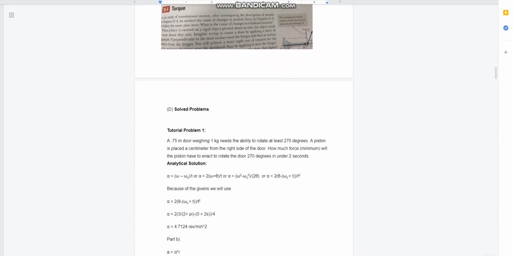So our first solved problem, aka the tutorial problem, involves a 0.75 meter door weighing 1 kilo, and it needs the ability to rotate at least 270 degrees. A piston is placed a centimeter from the right side of the door. How much force minimum will a piston have to enact to rotate the door 270 degrees in under 2 seconds?